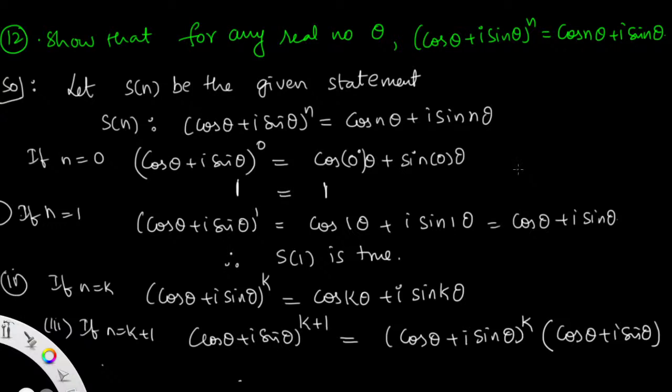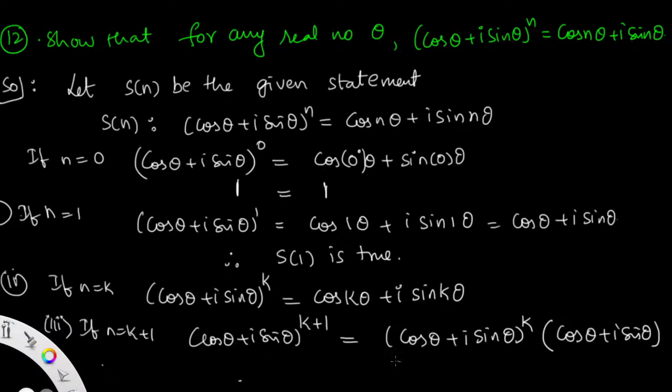Integer means you have taken this; next, if n is a positive integer, you take n equal to 1, which is S of 1 true. And n equal to k means wherever n is there, you write k: cos k theta plus i sin k theta. And the third part is n equal to k plus 1: (cos theta plus i sin theta) to the power of k plus 1, splitting the terms: (cos theta plus i sin theta) to the power of k into (cos theta plus i sin theta).